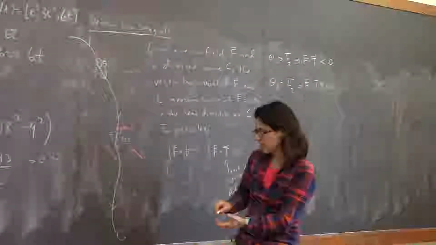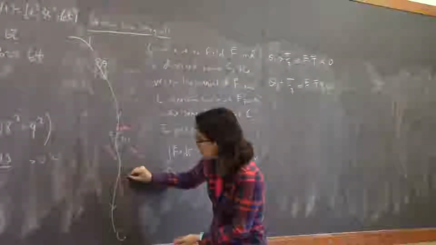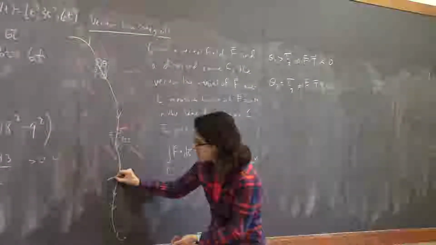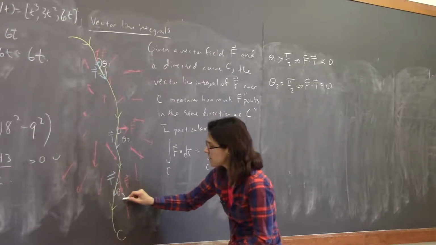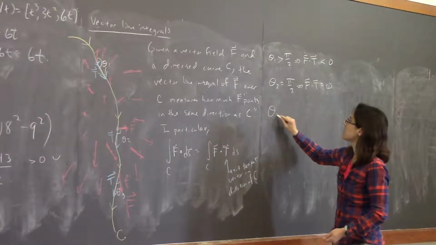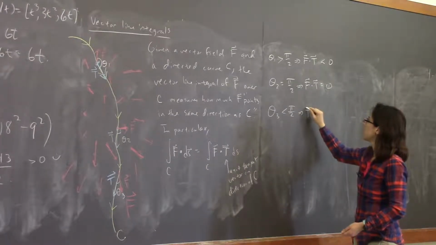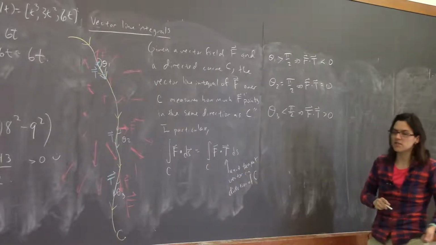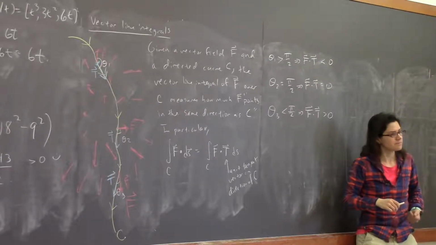And then how about over here? So right here, the vector field F is going this way, and the unit tangent vector is going this way. And so the angle between them, theta 3, is less than pi over 2, and F dot T is positive. They point in generally the same direction. So that's contributing a positive amount to the integral.